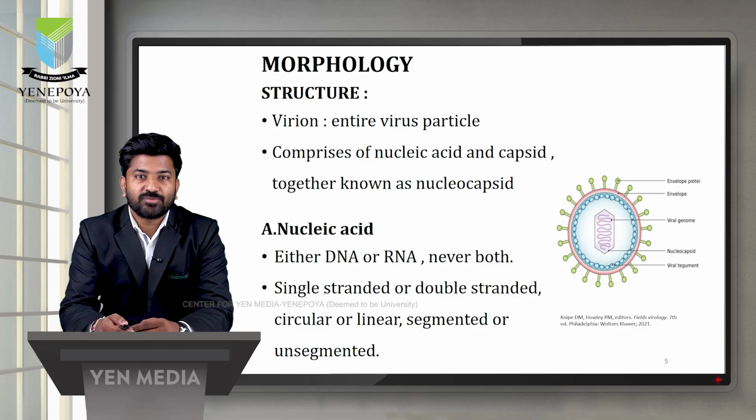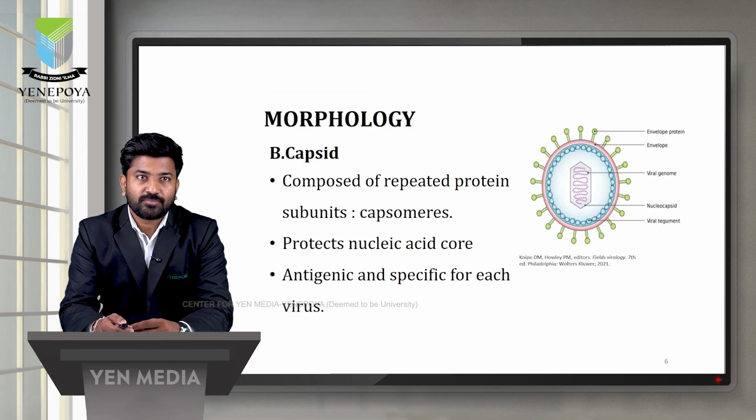You have the nucleic acid, which can be either DNA or RNA, but never both. They can be either single stranded or double stranded. Both single and double stranded can appear as circular or linear. They may be segmented or unsegmented.